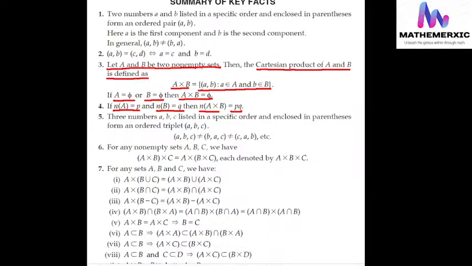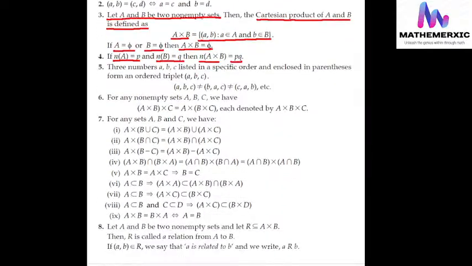Three numbers A, B, C listed in a specific order and enclosed in parentheses form an ordered triplet (A, B, C), where if you change the position, it will not be equal. That is, (A, B, C) is not equal to (B, A, C) and (C, A, B). Why are they not equal? Because a specific order is the concept we can apply here. Because the order is specific, that's why there is a reason behind that.